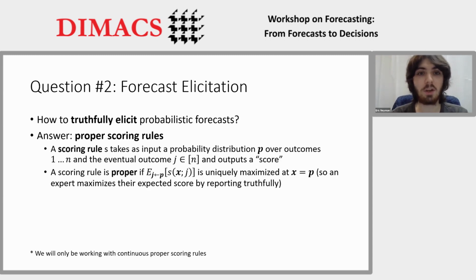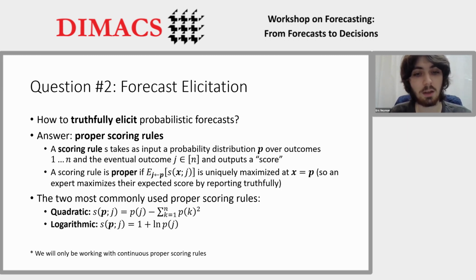So that was aggregation. Now let me talk briefly about elicitation. This is the question of if you want to elicit a probability from an expert, how do you do so in a way that incentivizes them to tell you the truth? This is normally done with proper scoring rules. A scoring rule is a contract function between an elicitor and an expert that takes as input the expert's probability distribution P and the eventual outcome J, and outputs a score or reward for the expert. A scoring rule is proper if the expert maximizes their expected reward by reporting truthfully. The two most commonly used proper scoring rules are the quadratic and logarithmic scoring rules. I won't go into the intuition for why they are proper, but I've put the equations up here on the slide.